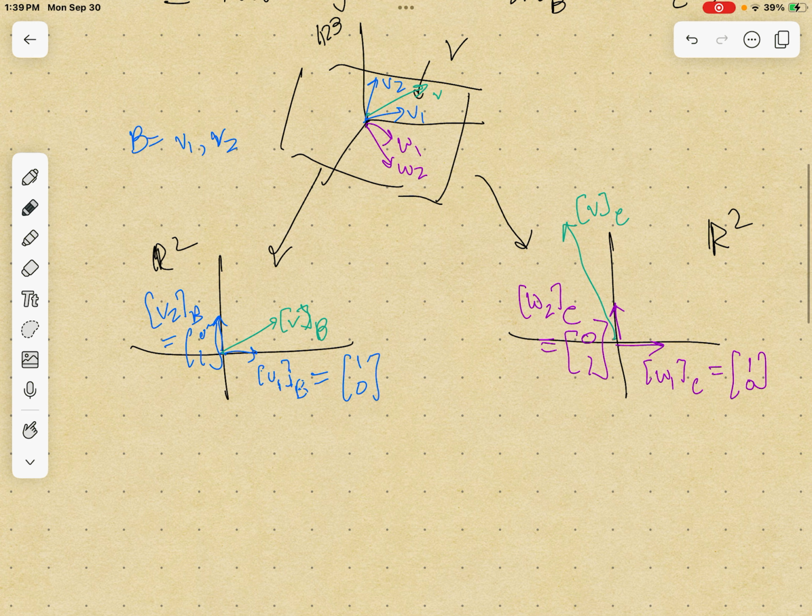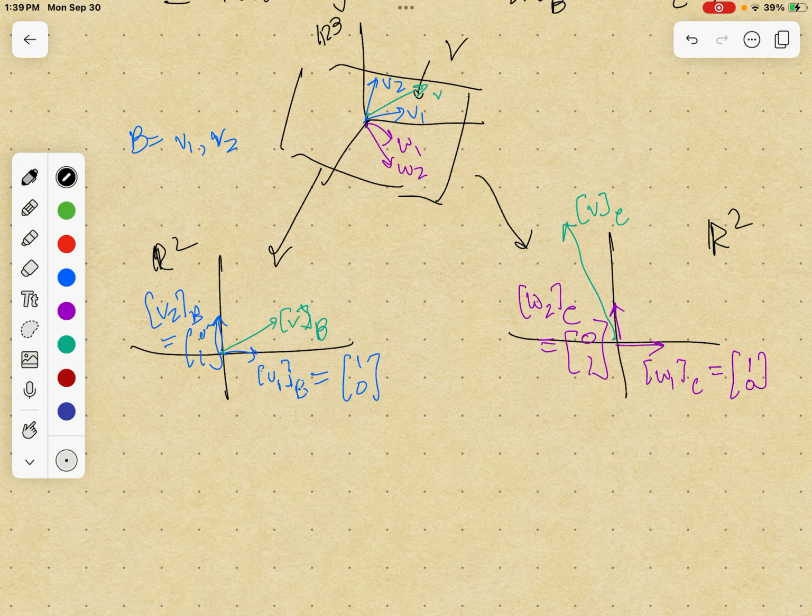And so it's natural to ask, well, okay, how do you connect the two coordinate representations, the two coordinate vectors together? And what we're looking for is a matrix that will, when you multiply by the coordinate vector of V relative to B, give you the coordinate vector of V relative to C. Okay, let's explain for clarity why there is a matrix, why there is a linear transformation that takes you from the first R2 to the second R2.